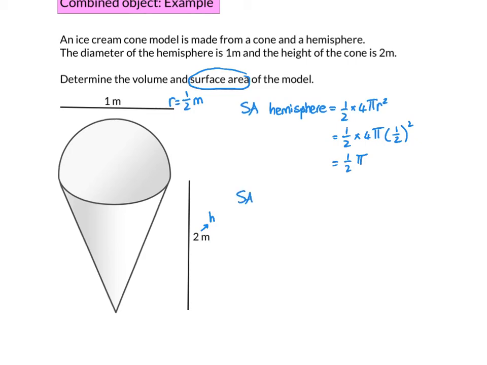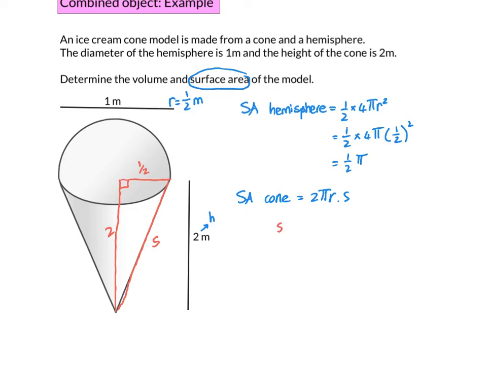Next, I want to work out my surface area of the cone. Now I've got to think carefully. I'm not going to include the base because the base is covered by the hemisphere. So I'm only working with the curved part. Circumference times by slant height, 2 pi r times slant height. However, I don't know the slant height. I know what the big height is, that's 2. And I know that the radius will be a half.